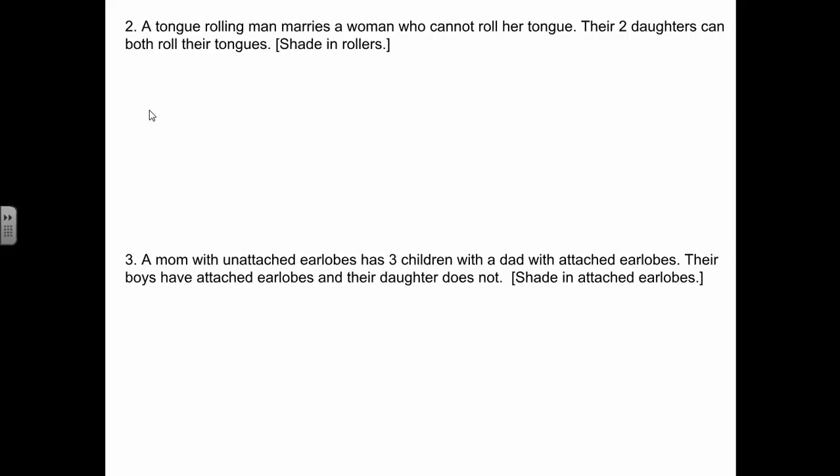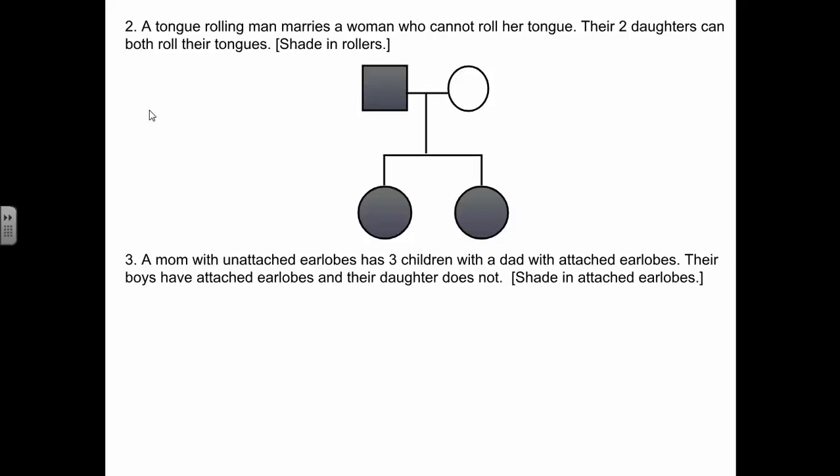So the first one, a tongue-rolling man marries a woman who cannot roll her tongue. Shade in the rollers. 2 daughters, both can. So man that can roll his tongue, married to a woman who cannot, with 2 daughters, they both can. John? I don't really understand how that would work. How that would happen? Yeah. So again, for tongue rolling, oh, no, wait, never mind, I get it. Okay, tongue rolling is dominant.